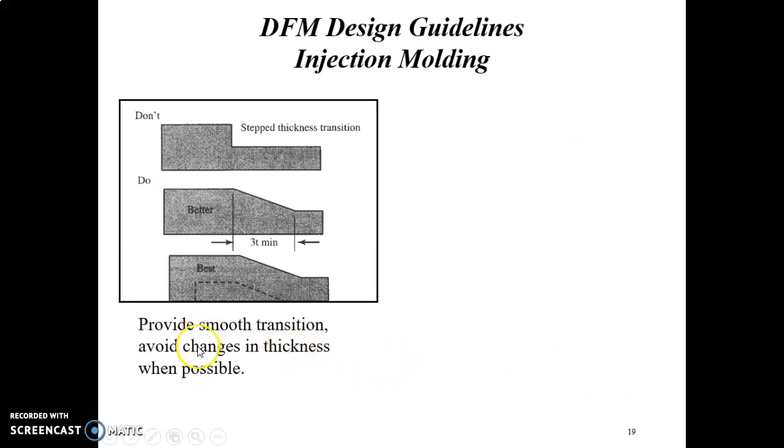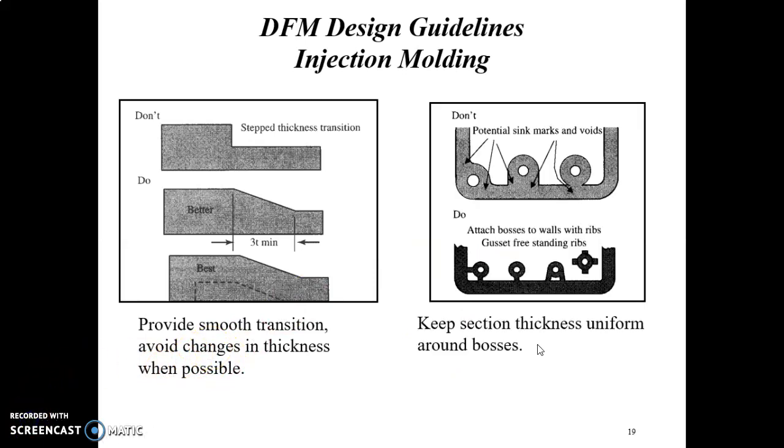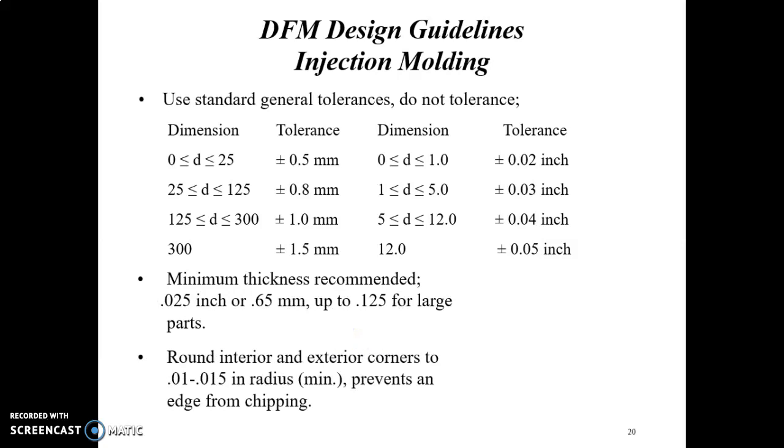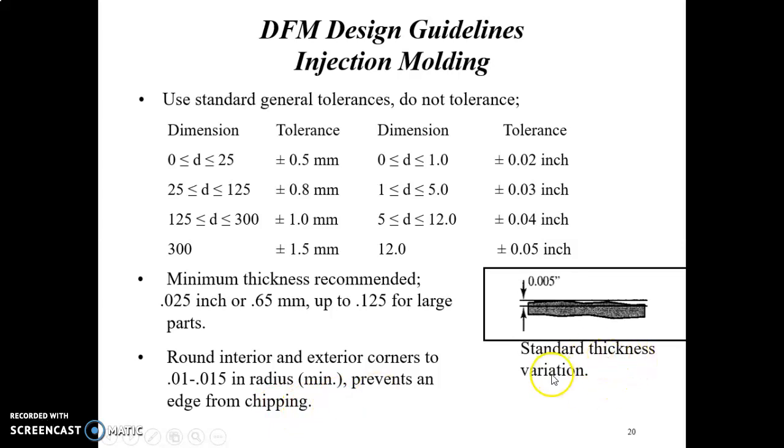Provide smooth transition and avoid changes in thickness when possible. Keep section thickness uniform around bosses and use standard general tolerance. Okay. So minimum thickness recommended is 0.25 inch and for round interior and exterior corners, 0.01 to 0.015 in radius. This is the standard thickness variation, which is 0.005.